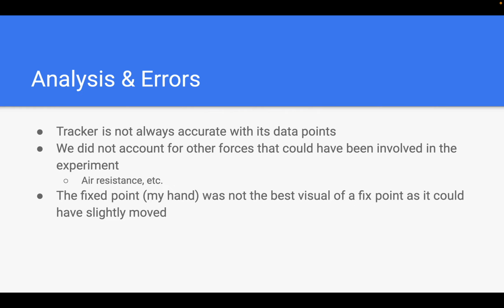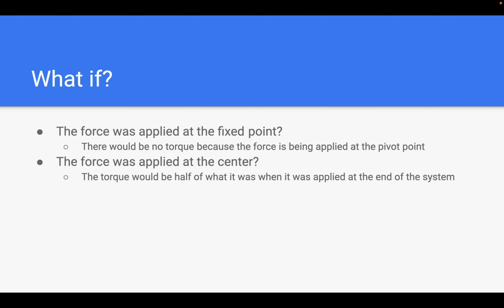Alright, so analysis and errors. So the tracker is not always accurate with its data points because it can kind of get messed up and not actually track it at the exact point where it's moving. Also, we didn't account for other forces that could have happened in this experiment, like air resistance, for example, like wind in the air, anything like that. And also the fixed point, which was my hand, is not the best visual of an actual fixed point because my hand could still be moving, which it did in the video as we saw.